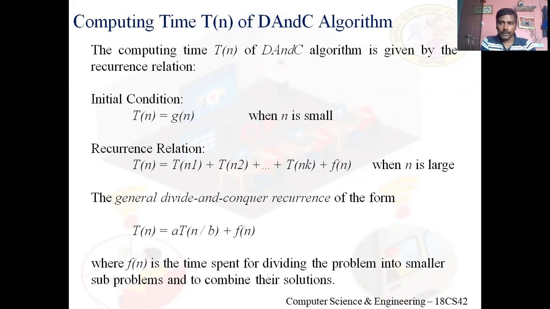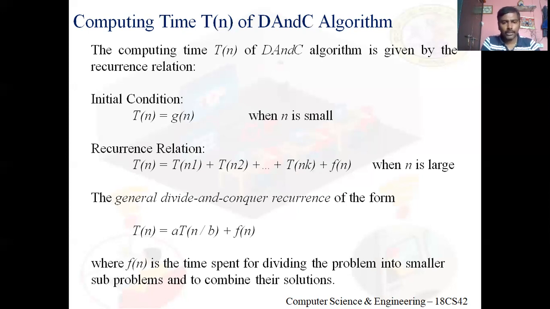I need to take into account the time taken for getting the answer for each of the subproblems. Clear? So T of n by b represents the time for getting the answer for one subproblem. So there are a subproblems. Clear? So the time for getting answers for all these subproblems is a T of n by b. Clear with this? Now I have taken into account the time for getting answers of all the subproblems.